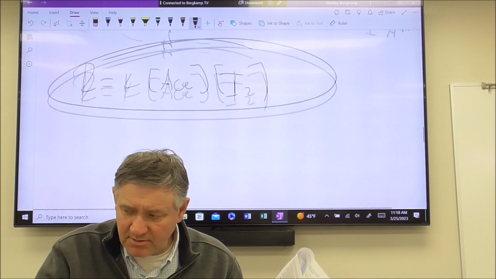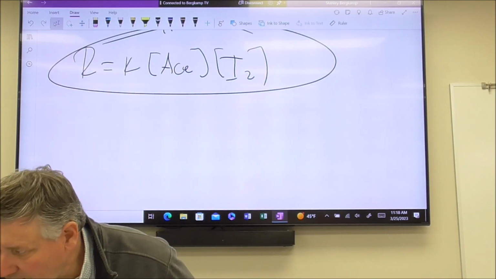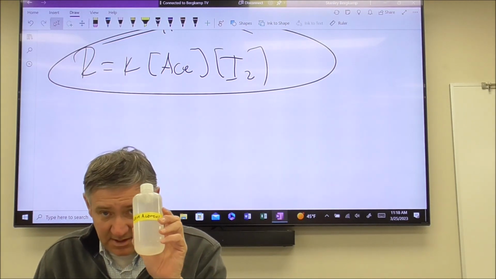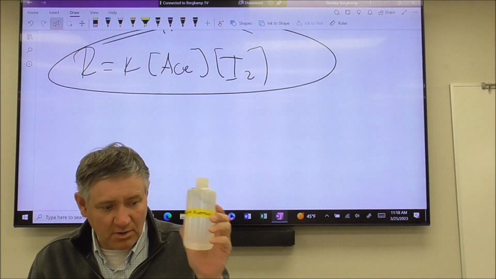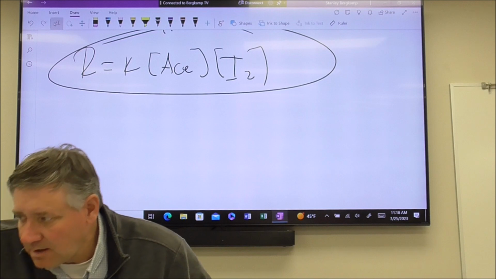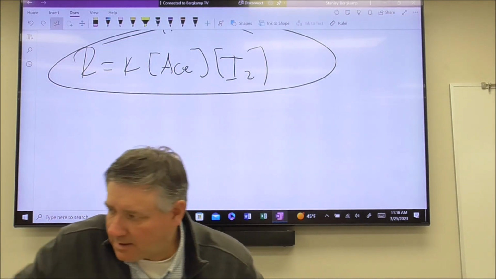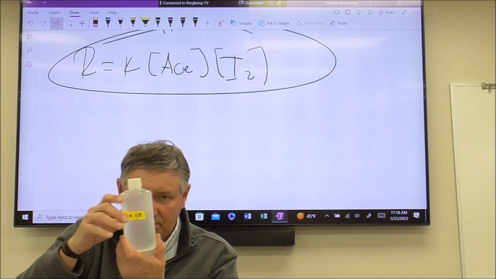So you're going to measure out 3 things. You're going to have 4 molar acetone, and this is going to be important. These are the initial concentrations. You're going to have 4 molar acetone, 0.005 molar iodine, and 1 molar hydrochloric acid.